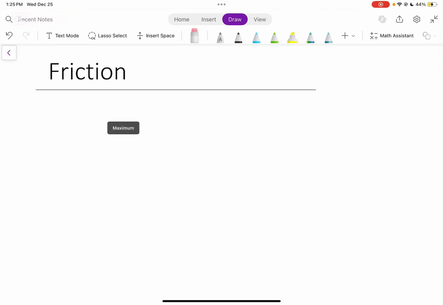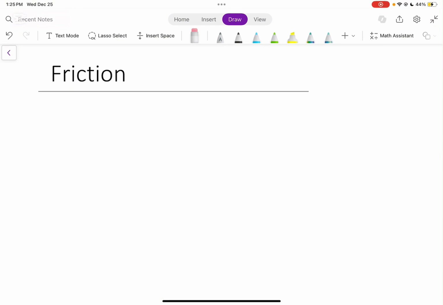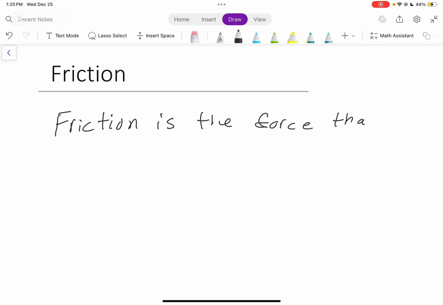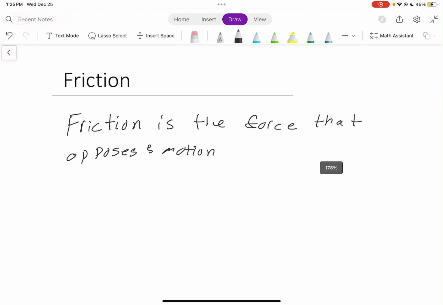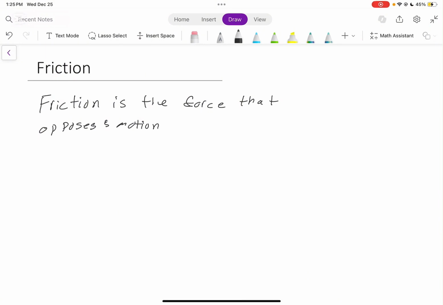But let's talk a little bit more about friction because there are two types of friction. But first, what is friction? Well, friction, again, is the force that opposes motion, right? So it's the opposite force of a force applied. Remember, forces do not come in single or odd amounts, they come in pairs. So it's the force that opposes the force applied.